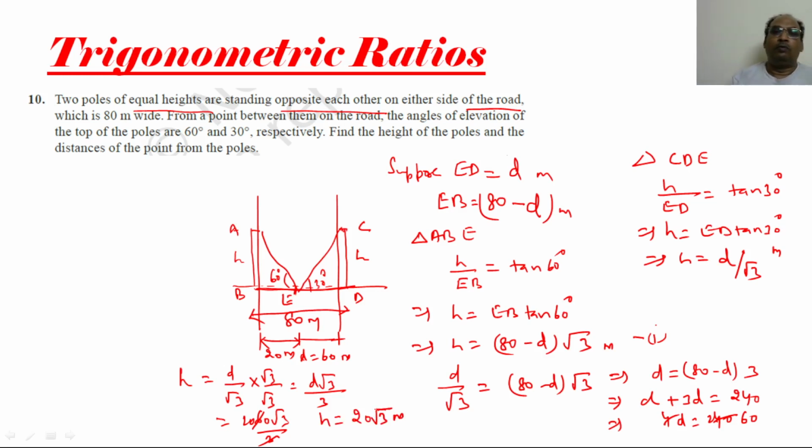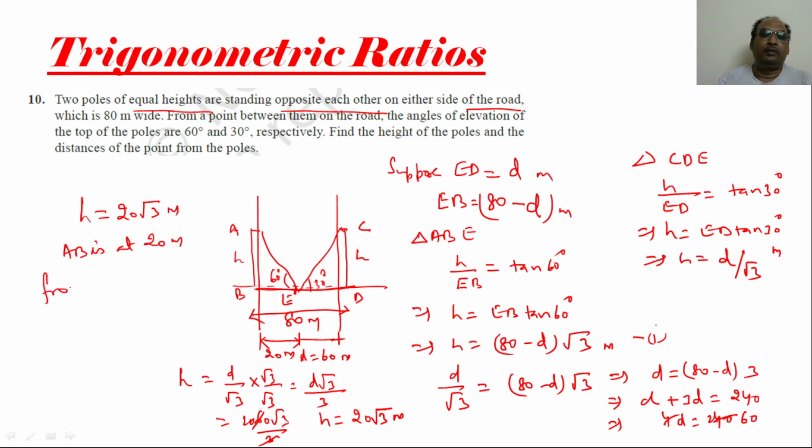So we need to find the height of the poles, that is H is equal to 20 root 3 meter. Distance of the point from the poles: AB is at 20 meter from the point E, and CD is at 60 meter from point E.